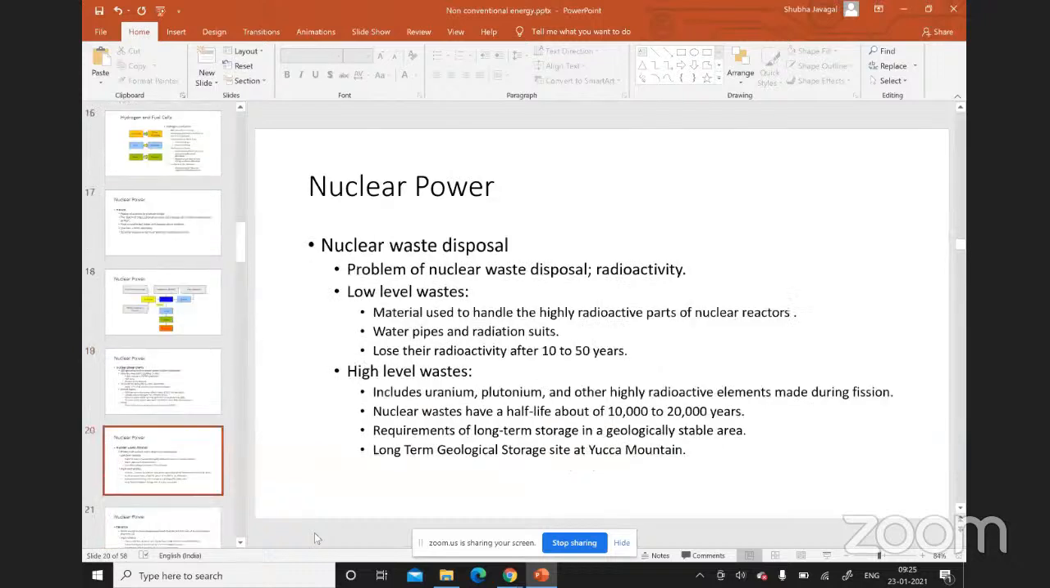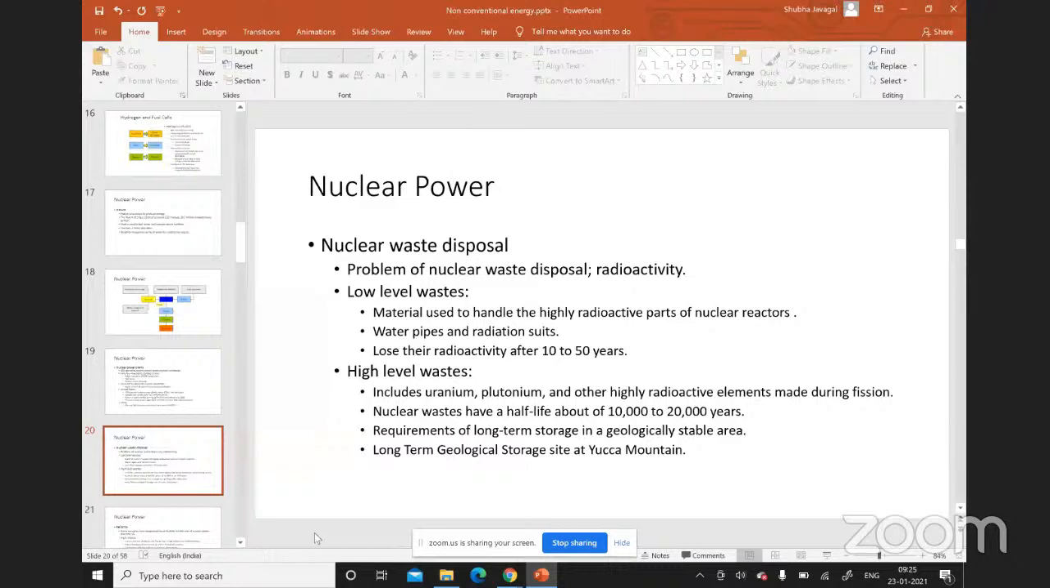So the major disadvantage, or I would not call it a disadvantage, I would say a challenge, is the disposal of nuclear waste materials. Like we know, uranium is radioactive, so the waste that is generated from nuclear power plants is radioactive. The problem is how to handle these waste materials. Most of the time they're dumped into oceans, or deep in the ground.